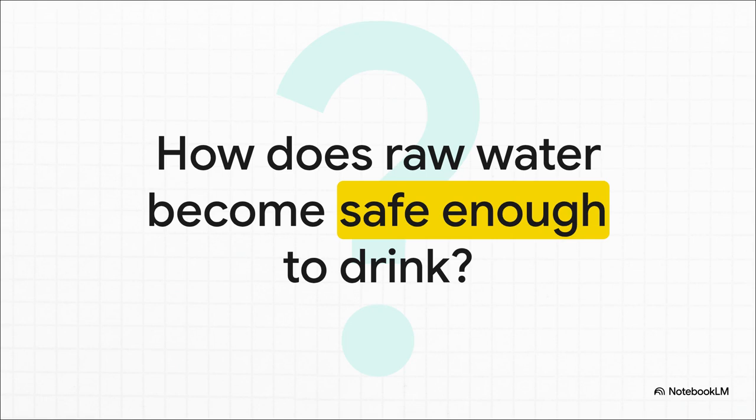And that really brings us to the fundamental question, right? How in the world do we take water from a river or a lake, water that's full of all kinds of stuff, and turn it into something that's perfectly safe to come out of your tap? Well, the answer is a really clever multi-stage process, and we're going to break it all down.